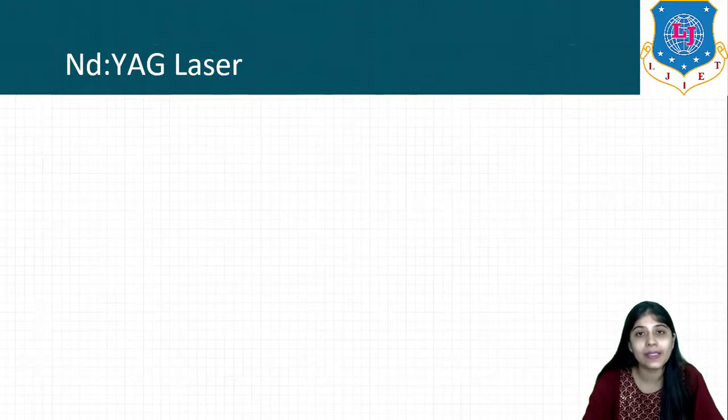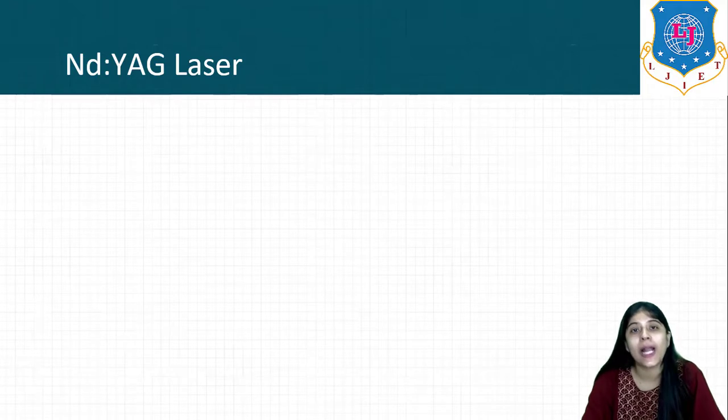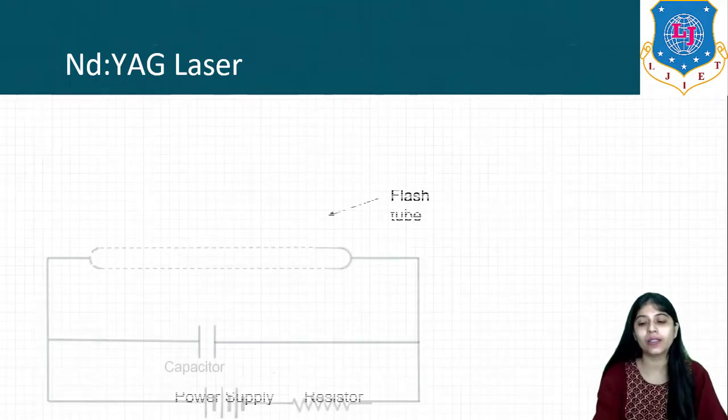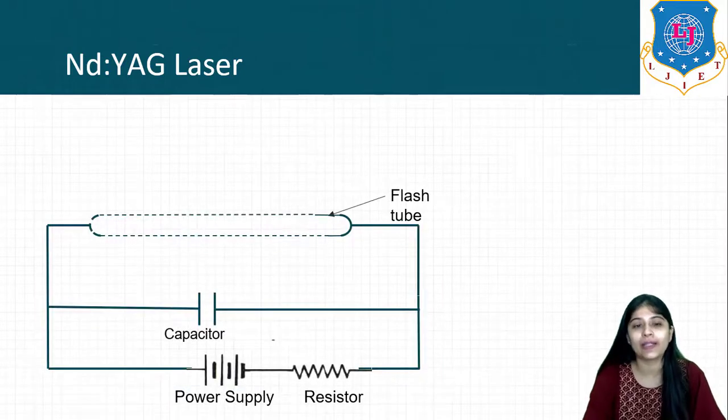So there are basically three components required for laser production: active medium, pumping source and resonator cavity. Let us start with the construction of Nd:YAG laser.